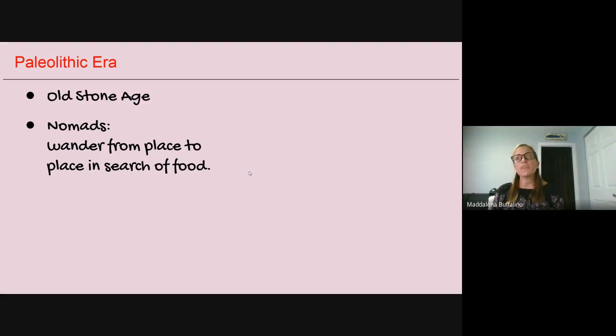So nomads wander from place to place in search of food. I think of the Native Americans and I think of their herds of buffalo. When I say that, does that ring a bell from 7th grade? Yeah. Okay, so early on, before we have modern day civilizations, we have nomads. They traveled in small groups or clans.